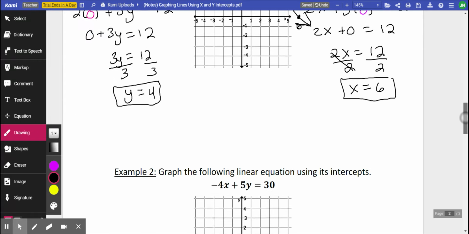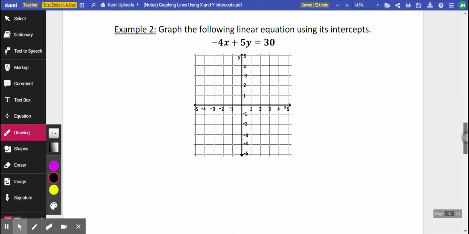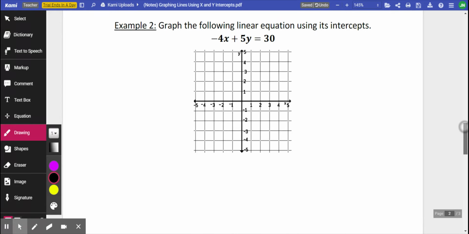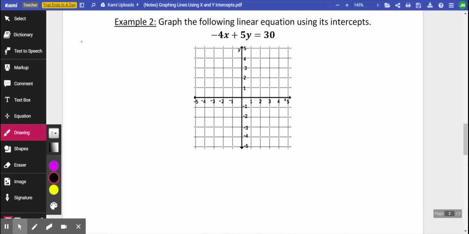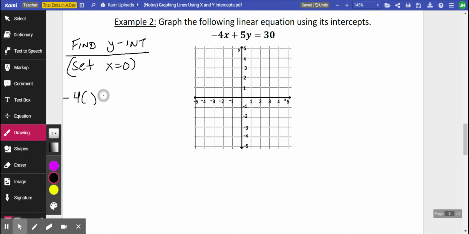Okay, so now example number 2. Let's see if you guys got the idea. So let's try to graph this using x and y intercepts. Let's find the y-intercept. And for that, we need to set the x equal to 0. So we're going to rewrite this whole equation: negative 4x plus 5y equals 30. But instead of the x, we're going to be replacing that x with the value of 0.